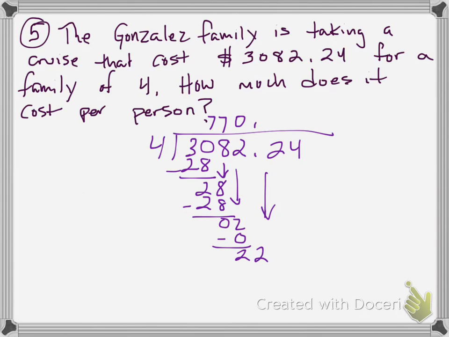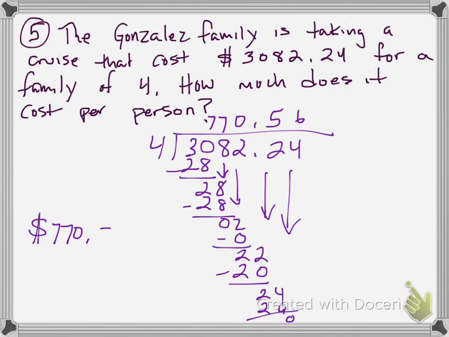4 into 22 would go 5 times. 5 times 4 is 20. Subtract. Get 2. Bring down the 4. 4 into 24 would go 6 times. And that's going to go in evenly, and I'll have nothing left over. So my final answer is $770.56 per person.